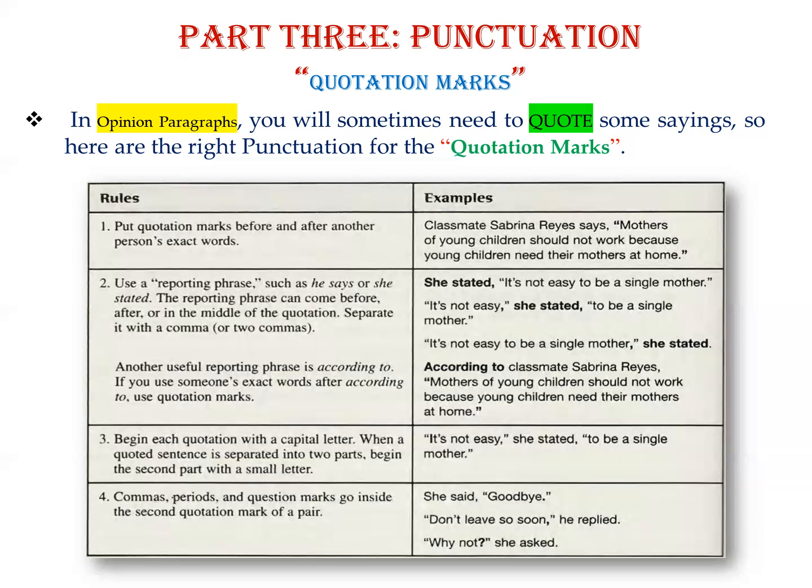The fourth rule and the most important, commas, periods, and question marks, they all go inside the second quotation mark of a pair. So the thing that the rule wants to say here, whenever you have a comma, whenever you have a period, whenever you have a question mark, don't put it outside the quotation mark, put it inside. She said, comma, okay, then I bring the quotation, "Goodbye." I put the period inside the quotation marks, not outside. "Don't leave so soon." I put the comma inside it.